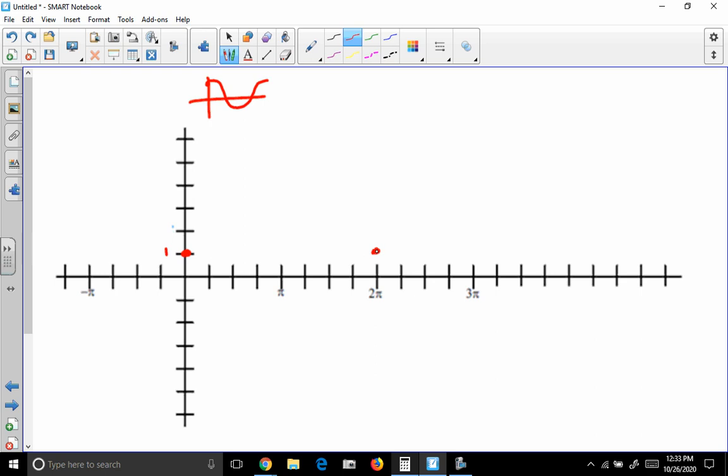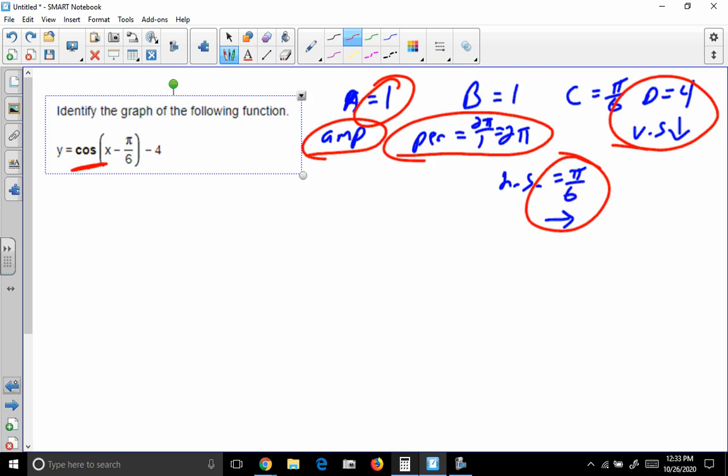Halfway between two peaks is always a trough. So if this is equilibrium, then our trough would be down 1. Between a peak and a trough is equilibrium. So our first cosine wave looks like this. That's before we do the shifts.